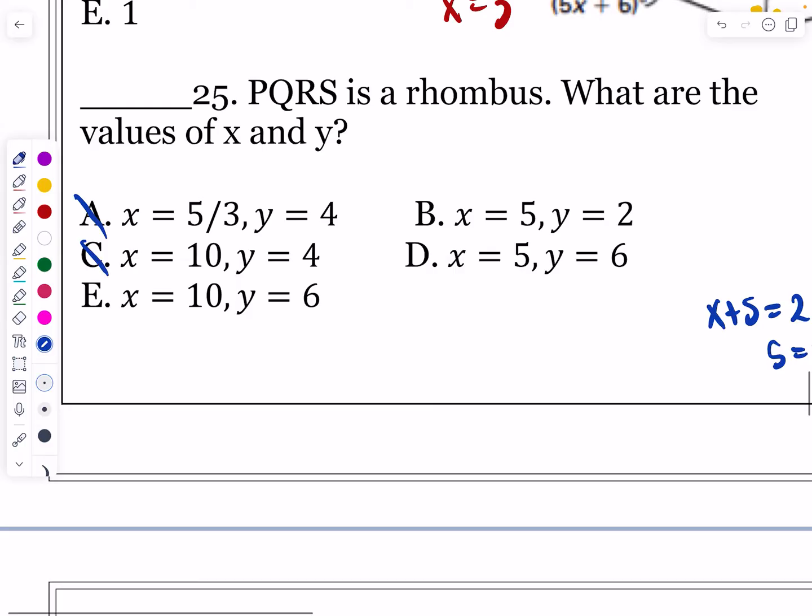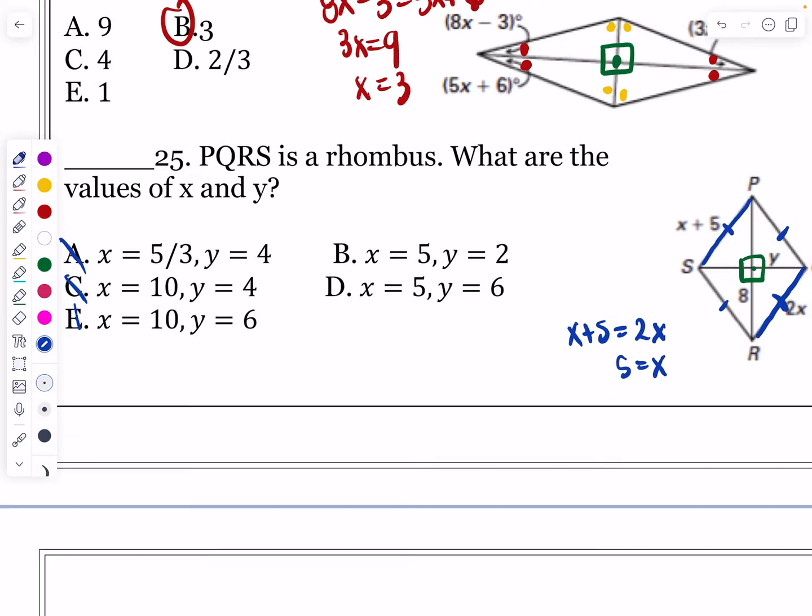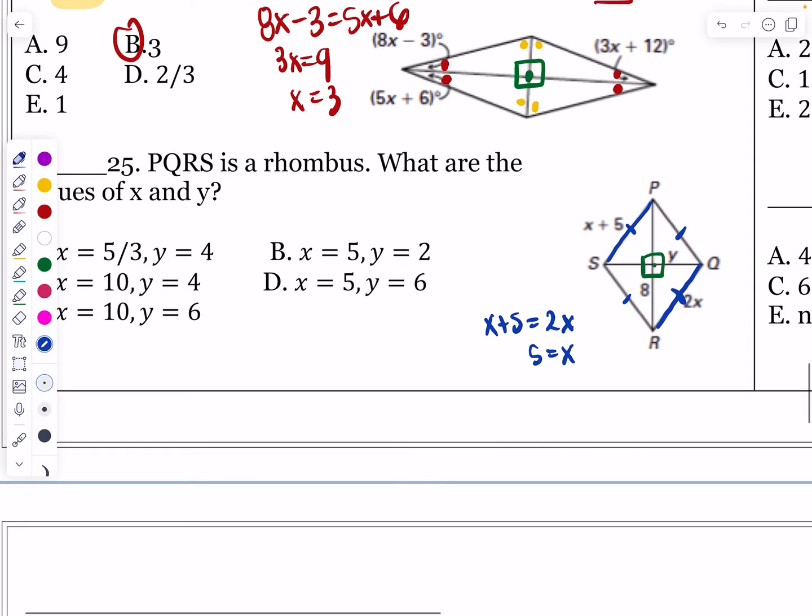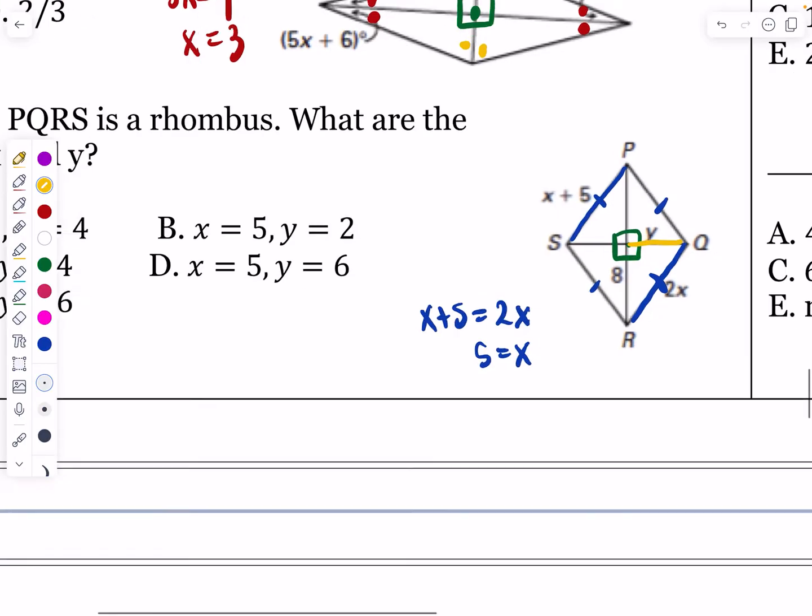So I get to go ahead and mark out A, C, and E. It's none of those. So 50-50 shot here. Let's look at where it has Y's. Okay, so we've got a Y right here. I believe that the Y is pointing there. Okay, we've got a Y right here.